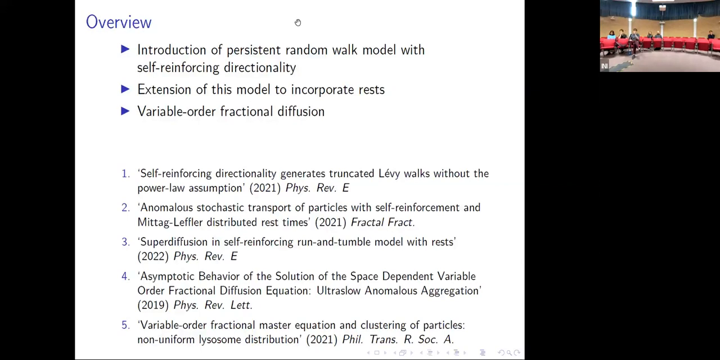So this work is all based on a series of papers. These 5 papers, if you're interested.